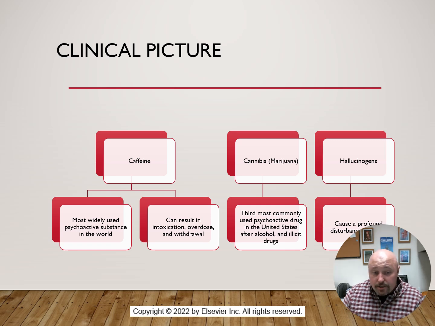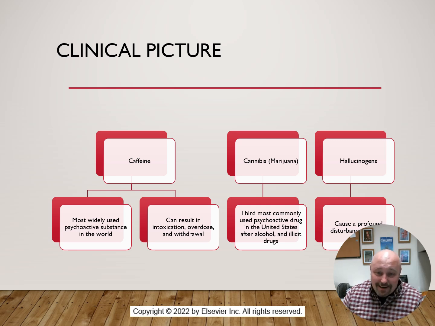Other addictive substances would be caffeine. This is the most widely used psychoactive substance in the world and can result in intoxication, overdose, or withdrawal. I know for me, I drink a lot of coffee through the week. A large pot of coffee is about my minimum baseline. Sometimes on the weekends, I'll wake up and forget to make coffee and suddenly start to get a headache and realize that, oh, I haven't had coffee yet today.